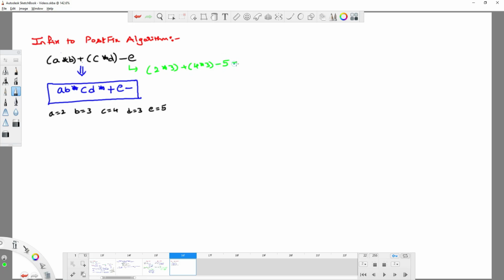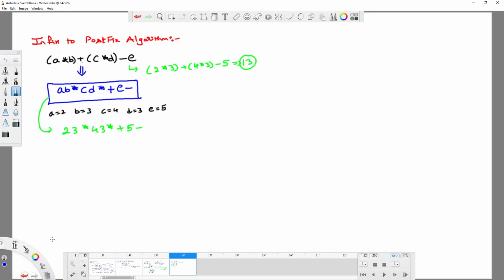What is the answer for this? 2 3s are 6, 4 3s are 12. 6 plus 12 is 18. 18 minus 5, 13 you are going to get. Guys, now I will prove that if the postfix expression also gets the same result, then I can say that the infix expression and the postfix expression are equivalent expressions. Let me say that: 2 3 star, 4 3 star plus 5 minus.